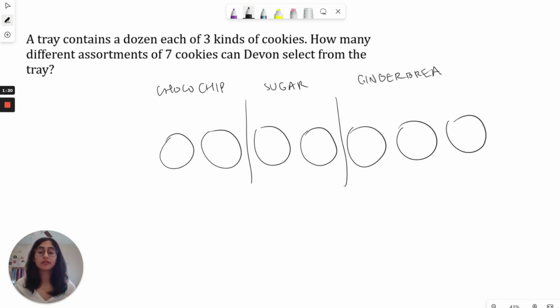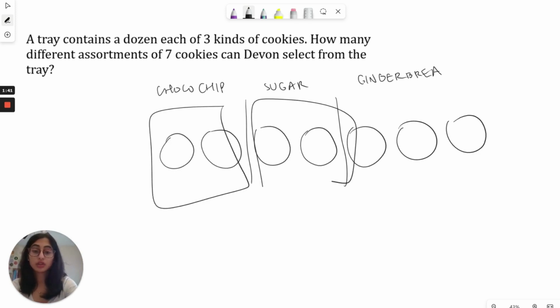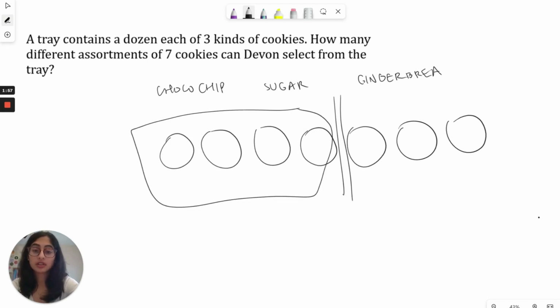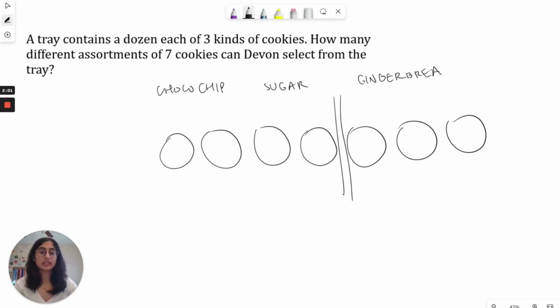So a lot of times people get confused, like, why are there 2 sticks or 2 bars when there are 3 kinds of cookies? Well, the bars are just that, they're dividers. This would represent 2 chocolate chip, 2 sugar, and then 3 gingerbread. And then wherever we place the dividers would give us a different combination. So if we were to put this here and then the second divider is here, well, this just means that there are 4 chocolate chip cookies, there are no sugar cookies, and then there are 3 gingerbread. Oh, did I forget the D in gingerbread?